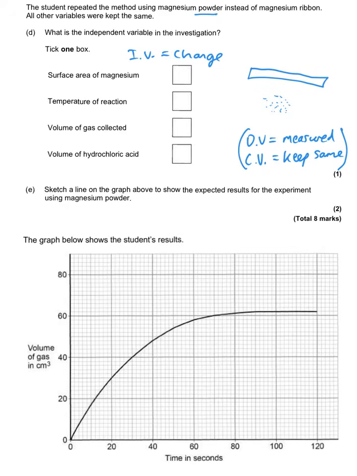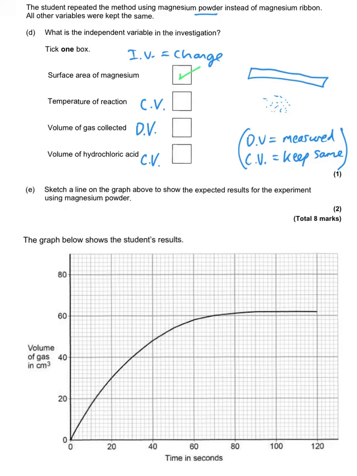And by taking the ribbon and crushing it up and grinding it up really small into a powder, what we are changing is the surface area of the magnesium. And just to explain the other variables, the temperature of the reaction, that would be a control variable. The volume of gas that we are collecting, well, that is our final result, so that is our dependent variable. And the volume of hydrochloric acid that goes in the container, well, that would be another control variable.